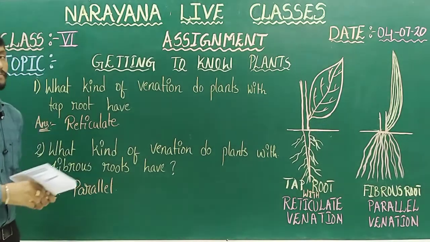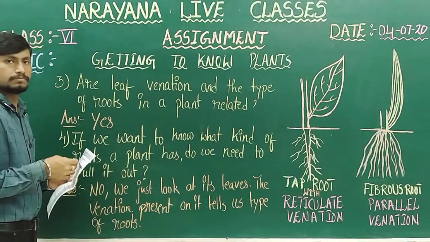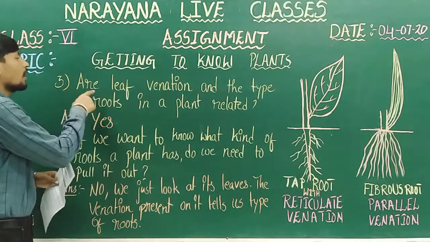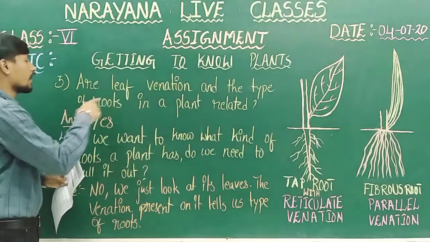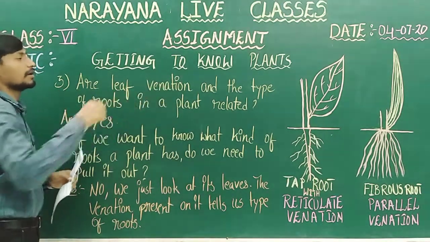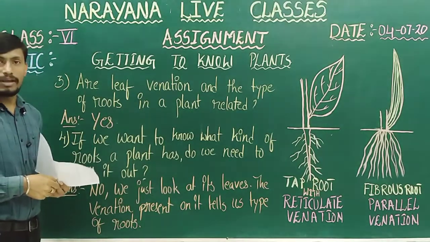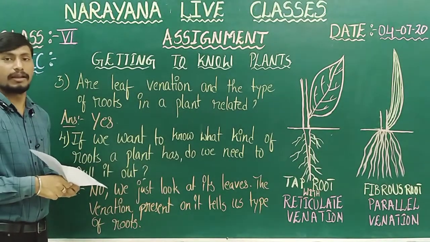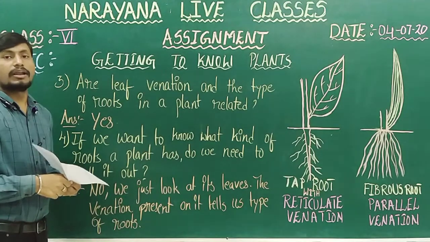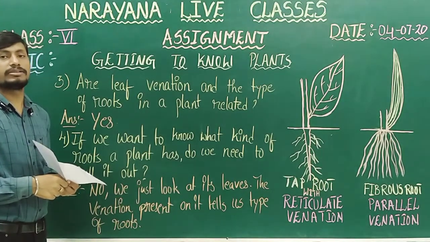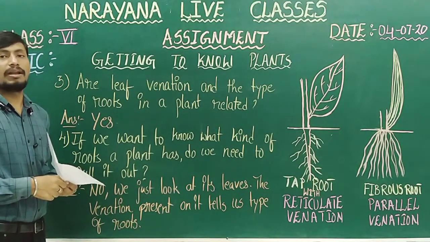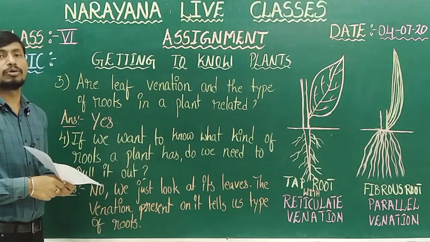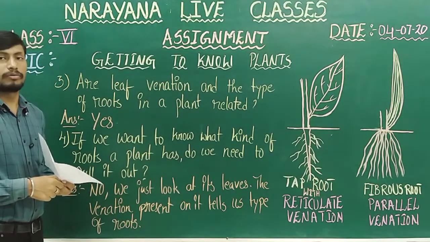And the next question. Third question: are leaf venation and the type of roots in a plant related? Yes, leaf venation and the type of root in a plant are related. Generally, a reticulate leaf has a taproot system, whereas a leaf with parallel venation has a fibrous root system.